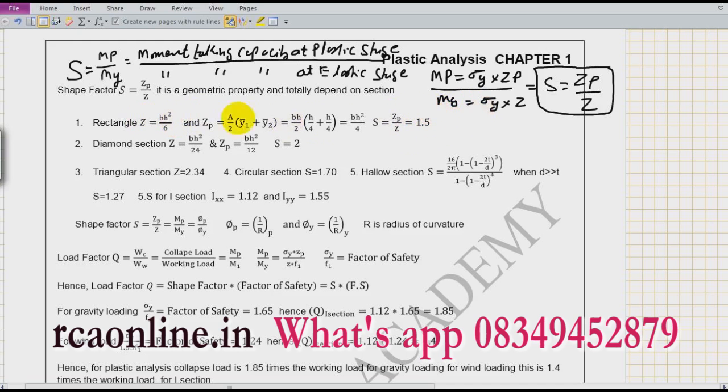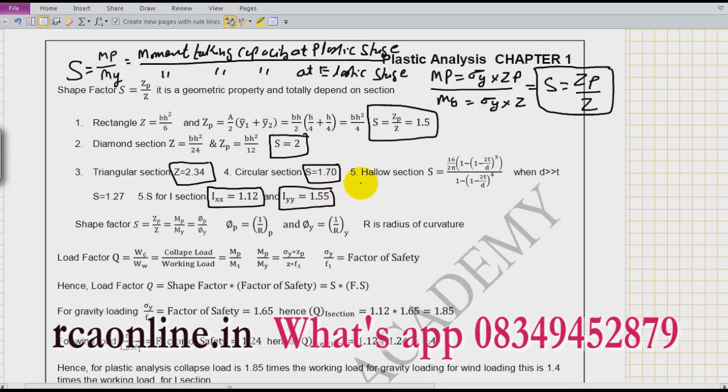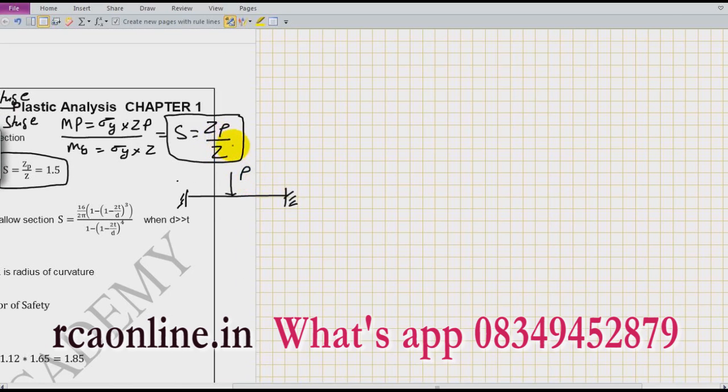But now you remember, for rectangle, S is 1.5. For diamond, it is 2. For triangle, it is 2.34. For circle, it is 1.70. For I section, about the x-axis, it is 1.12, and for y, it is 1.55. Is it okay? Okay. So this is up to my first video.